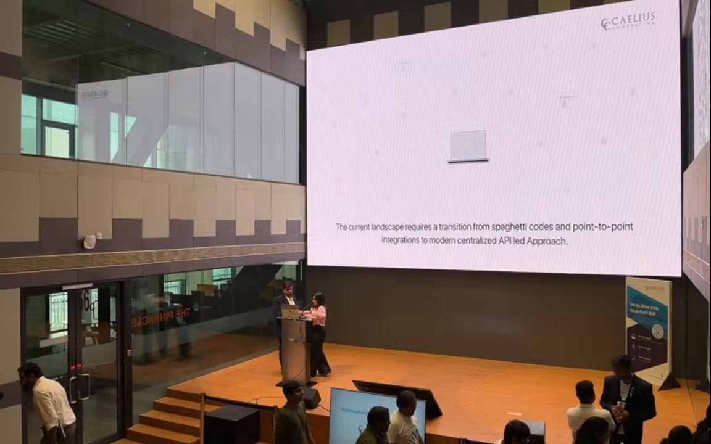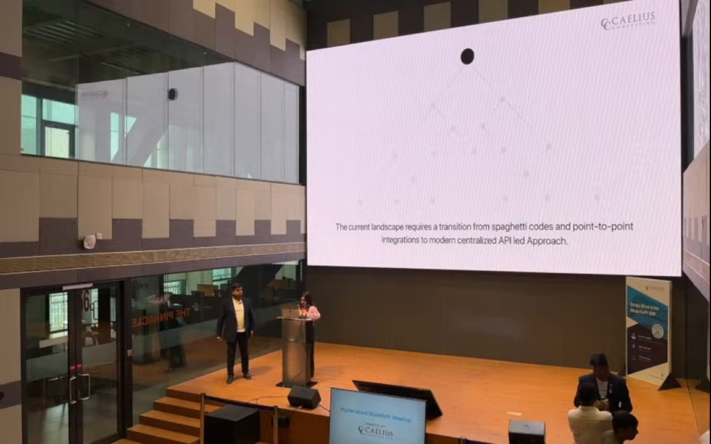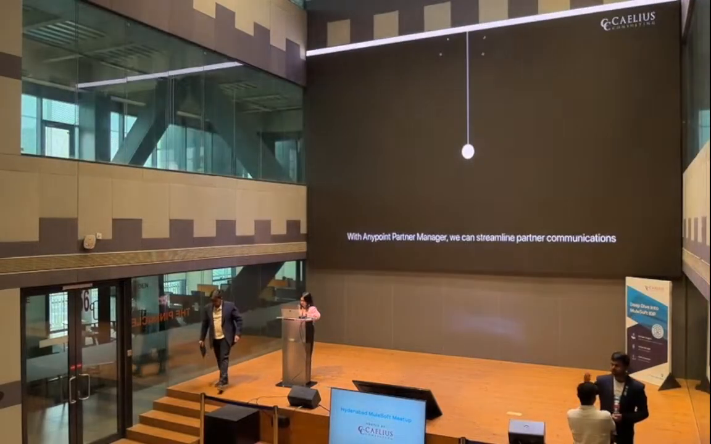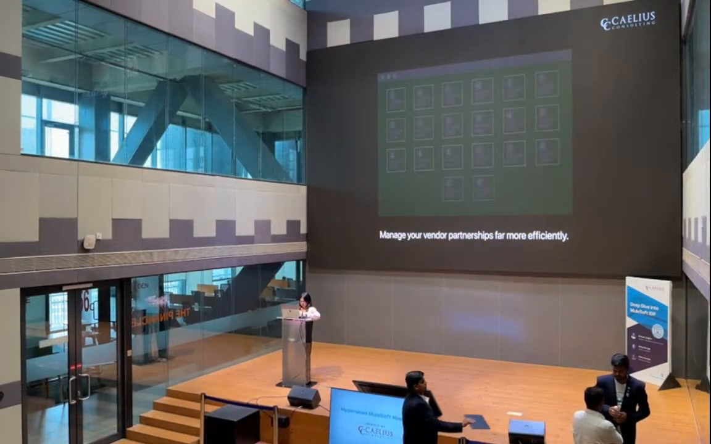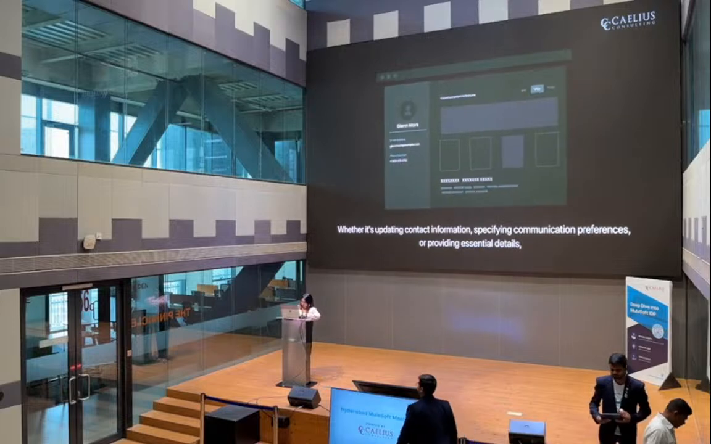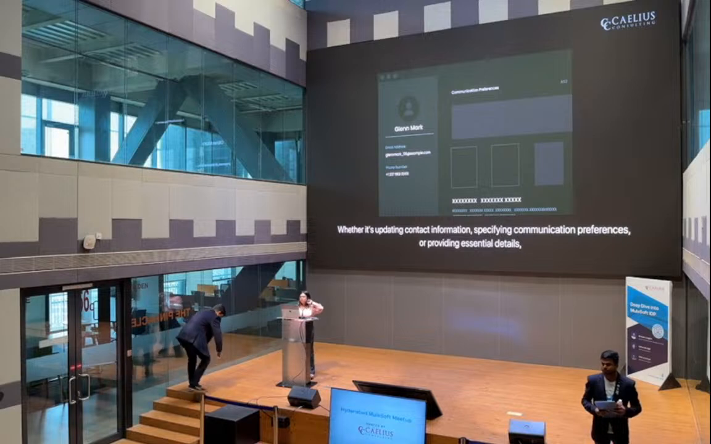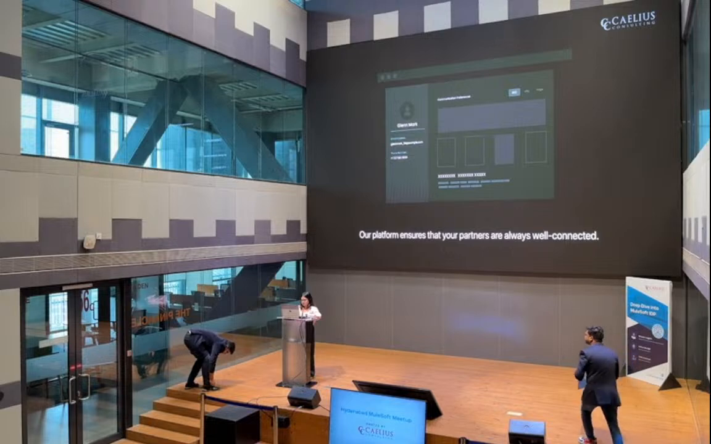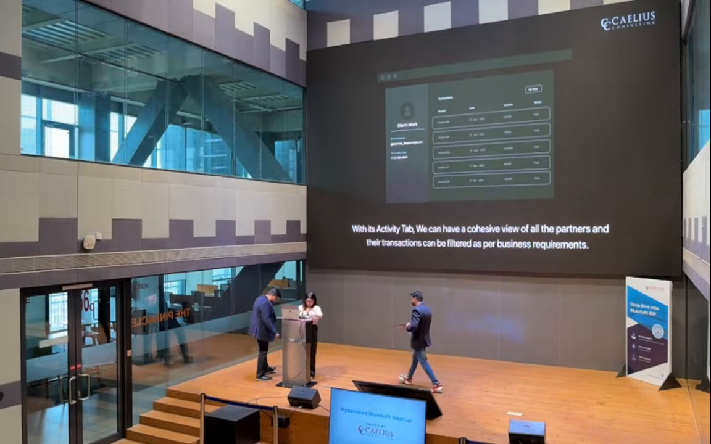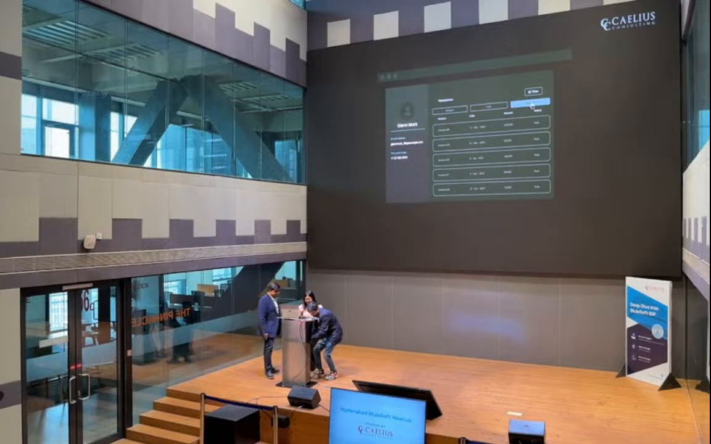The landscape requires a transition from spaghetti code and point-to-point integrations to a modern centralized API-led approach. With Anypoint Partner Manager, we can streamline partner communications and manage your vendor partnerships far more efficiently. Whether it's updating contact information, specifying communication preferences, or providing essential details, our platform ensures that your partners are always well connected. With its activity tab, we can have a cohesive view of all the partners, and their transactions can be filtered as per business requirement.